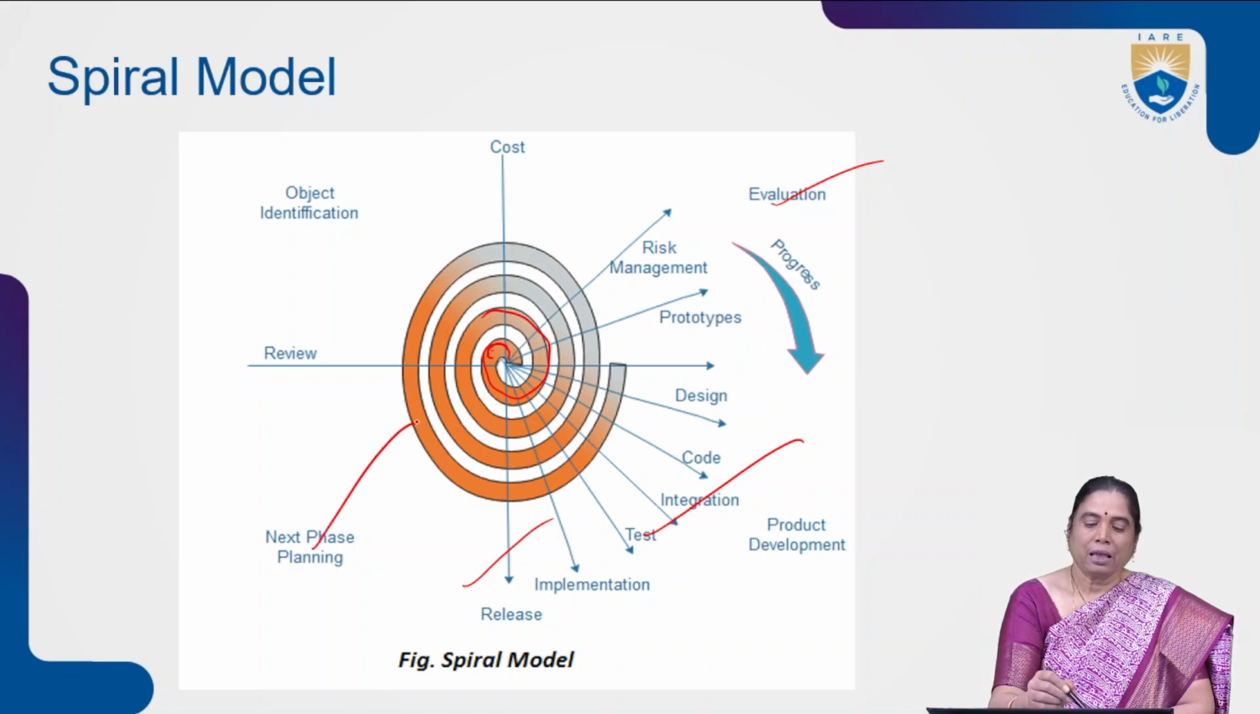The next phase or next iteration is planned. Next, review the developed process and the objectives identified for the next iteration. Cost can be assessed in the next iteration.